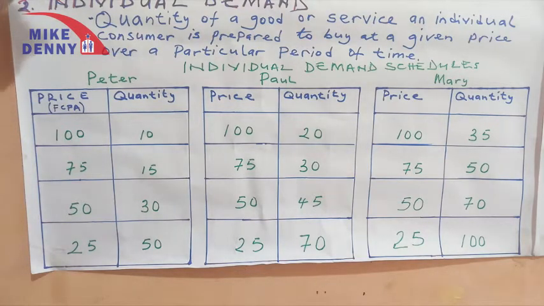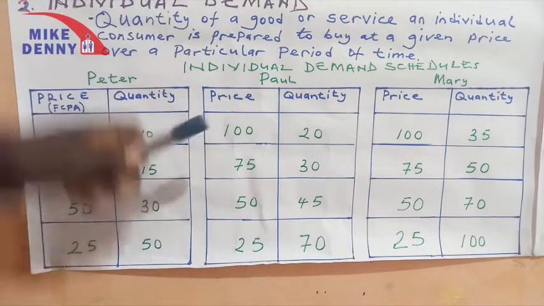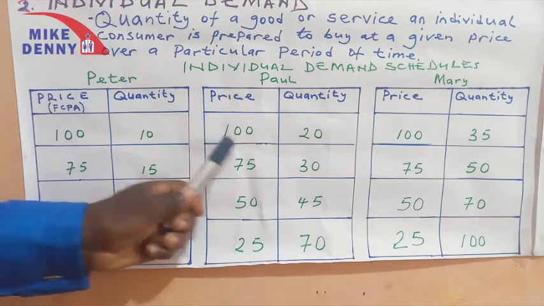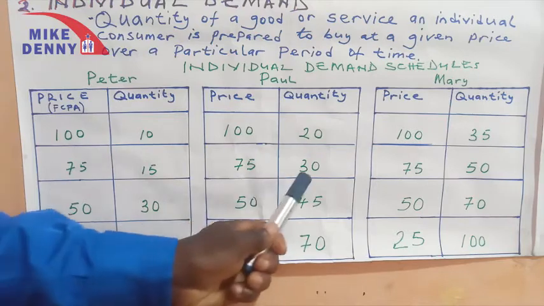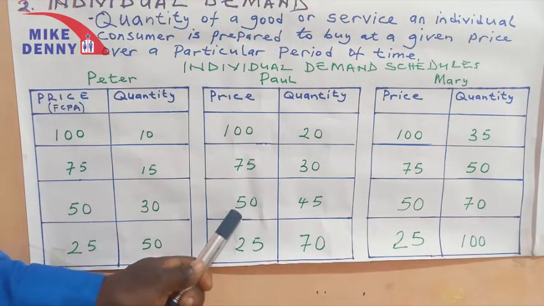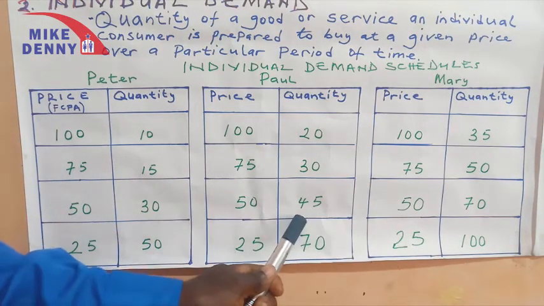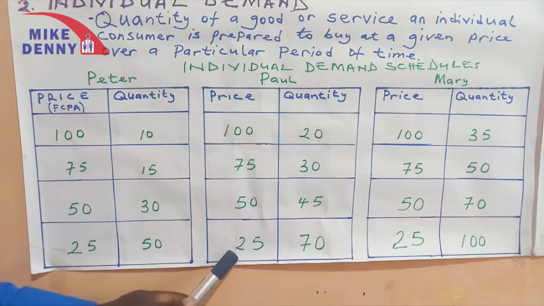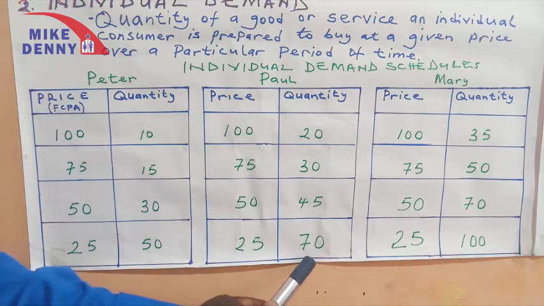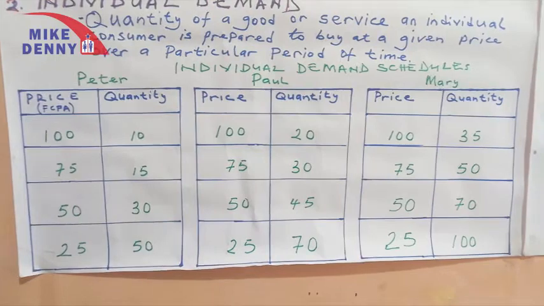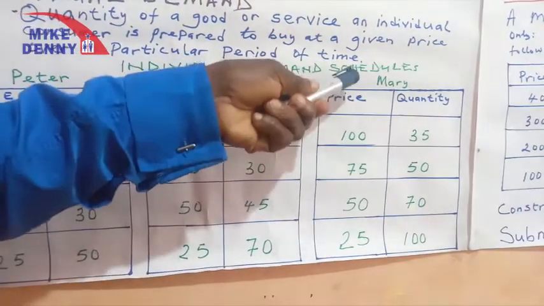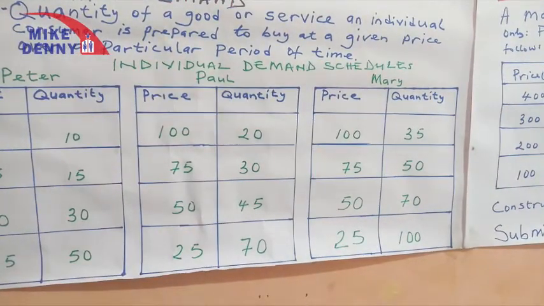When we go to the next consumer, Paul, at the price 100, Paul wants to buy 20. At the price 75, Paul wants to buy 30. At the price 50, Paul wants to buy 45. At the price 25, Paul wants to buy 70. This is Paul's individual demand for the good. The same goes for Mary. So you see the quantities that Mary is ready to buy at the different prices.